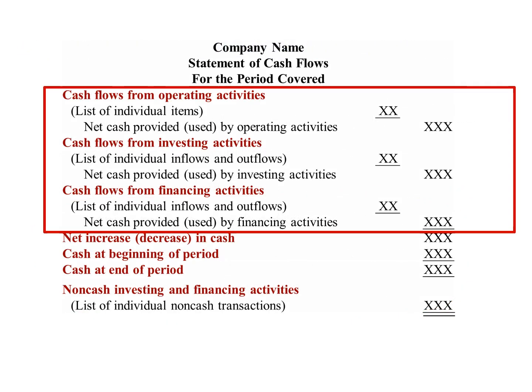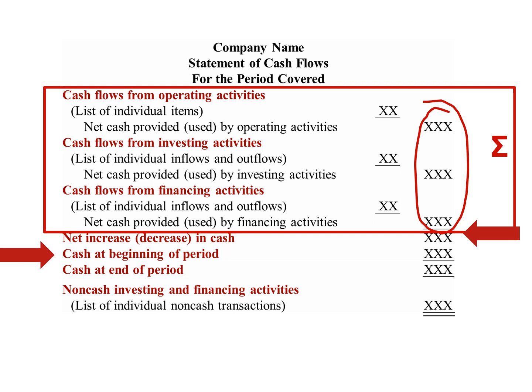The cash flows from operating activities section always appears first, followed by the investing activities section, and then the financing activities section. The sum of the operating, investing, and financing activities sections equals the net increase or decrease in cash for the period. This amount is added to the beginning cash balance to arrive at the ending cash balance, the same amount that is reported on the balance sheet. Any significant non-cash financing and investing activities will be reported at the bottom of the statement of cash flows or in a separate note.